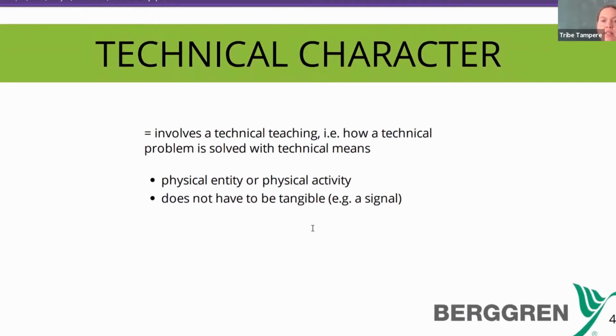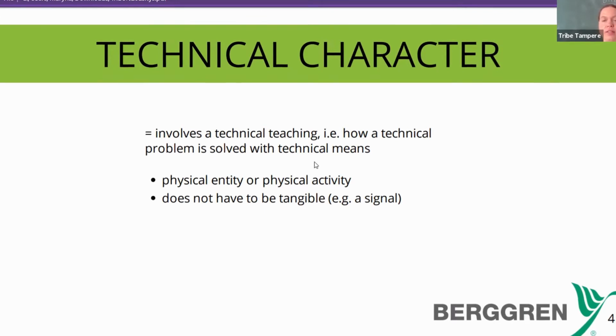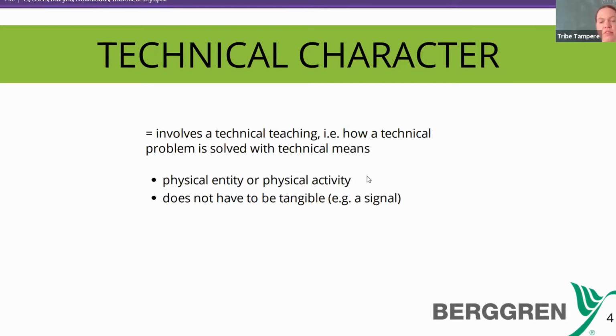Something that is important for evaluating whether a software invention is patentable is the technical character that it needs to have. That means the invention needs to solve a technical problem with technical means. So that's why, for example, a business model is not patentable. It could be a physical entity or physical activity, but it can, for example, also be a signal.